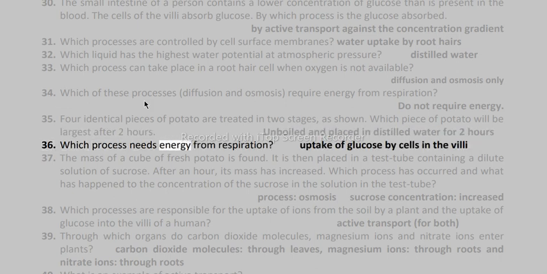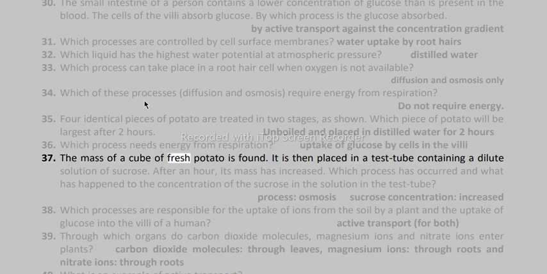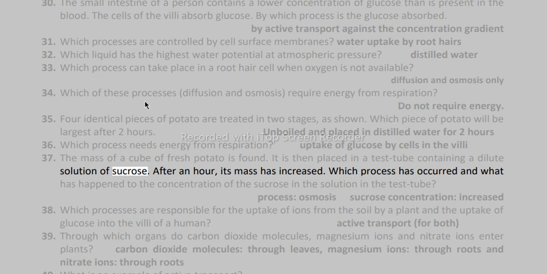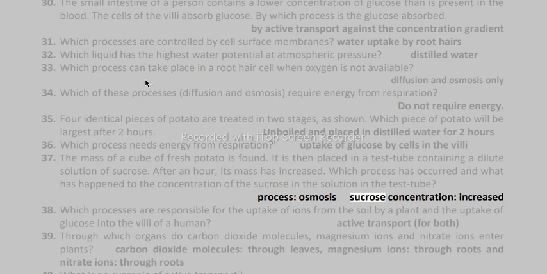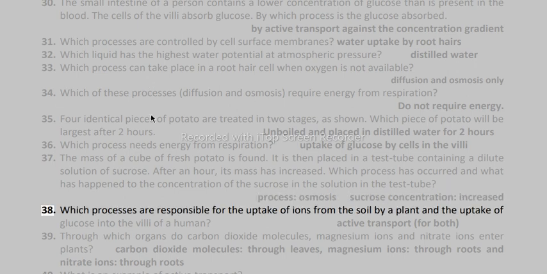36. Which process needs energy from respiration? Uptake of glucose by cells in the villi. 37. The mass of a cube of fresh potato is found. It is then placed in a test tube containing a dilute solution of sucrose. After an hour, its mass has increased. Which process has occurred and what has happened to the concentration of the sucrose in the solution in the test tube? Process: osmosis. Sucrose concentration: increased.